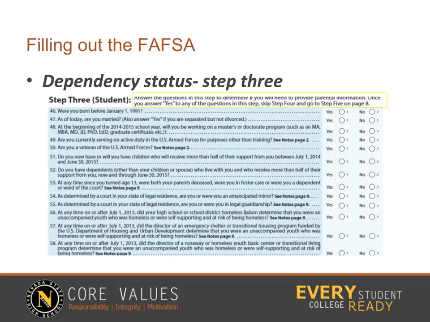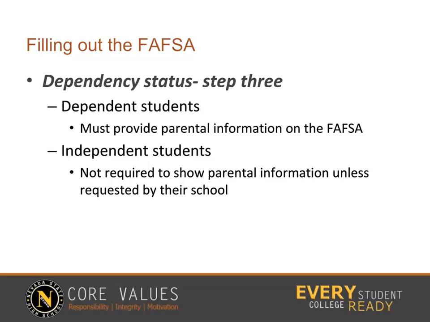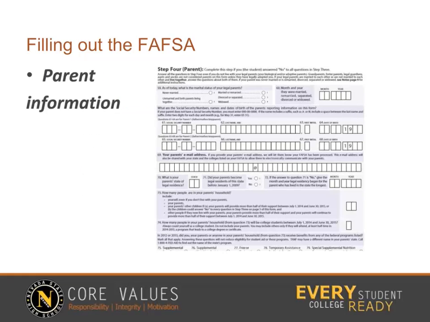Your answers to these questions will determine your dependency status on the FAFSA. If you can answer yes to one question, you will be considered an independent student. If not, you are considered a dependent student and must provide parental information on your FAFSA. Click to the next slide when you are ready. These guidelines indicate if parental information must be shown on the FAFSA based on your dependency status. Independent students who are married must also show spousal information. Click to the next slide when you are ready.